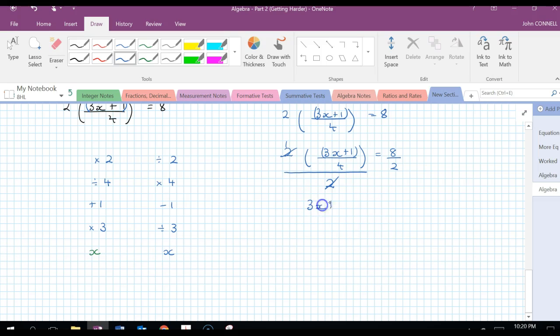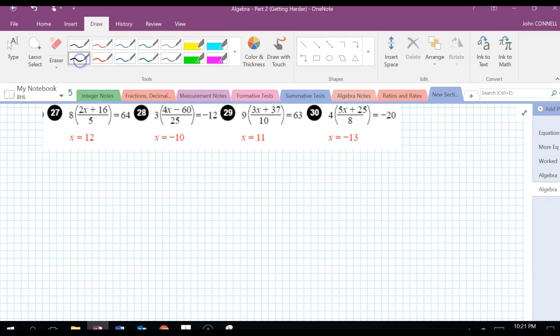So we have (3x plus 1) in brackets over 4 equals 4, and the next thing we do is multiply by 4. That's going to cancel out that, so we get 3x plus 1 is equal to 16. The next thing we do is take 1 from both sides. So 3x, that cancels the 1's there, is equal to 15. Divide both sides by 3, that cancels the 3's there. So x is equal to 5.